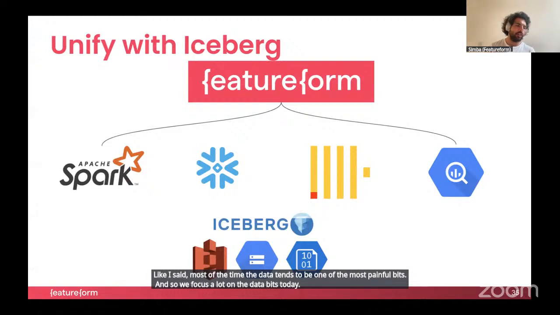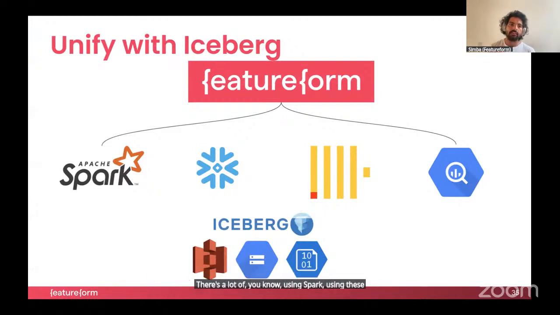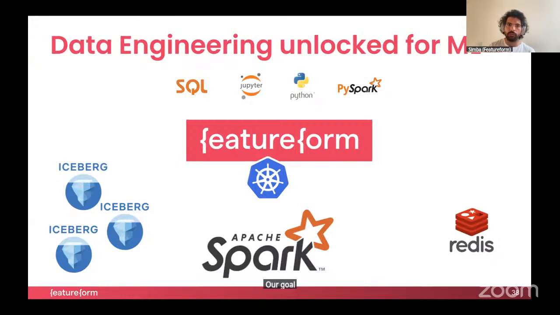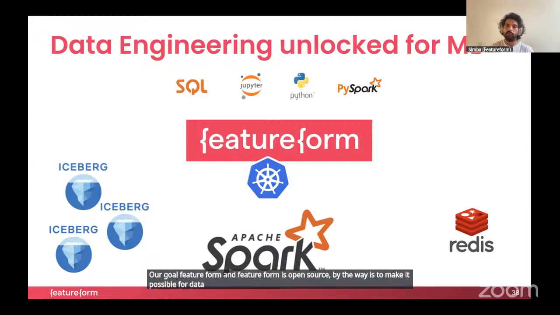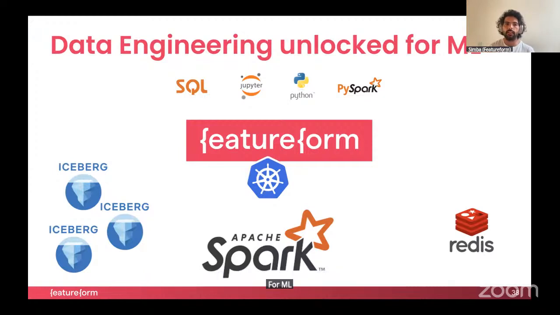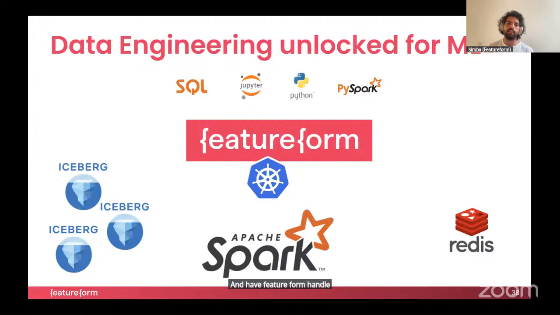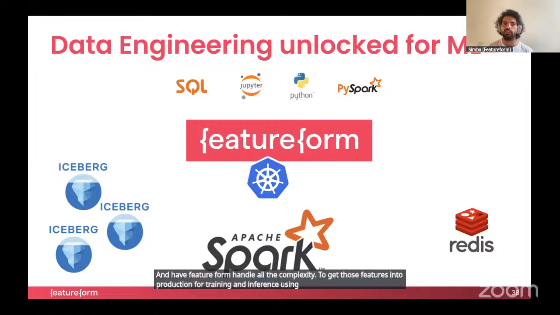Using Spark, using these things that scale really well adds a ton of complexity, especially if you start adding Iceberg and other things. Our goal of Featureform, and Featureform is open source, by the way, is to make it possible for data scientists to essentially unlock data engineering for ML end users and data scientists. This allows them to define features as SQL or PySpark and have Featureform handle all the complexity to get those features into production for training and inference using all the newest cutting edge data engineering tools and patterns.